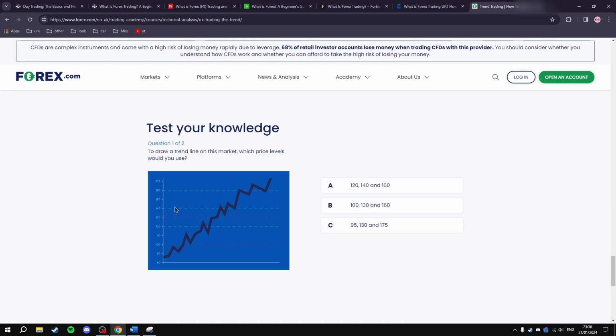Well, it depends where you want to draw it, isn't it? Which price levels would you use? 120 is here, 140 or 160. So that has 20 between them, that's 30 between them. Let's go for the bigger one, because then you get a wider spread, I guess. And this one has 45 between them. I guess that's too wide. Okay, it's a bit. To draw a trend line, which price levels would you use here?